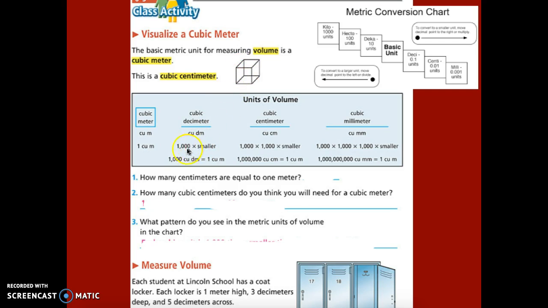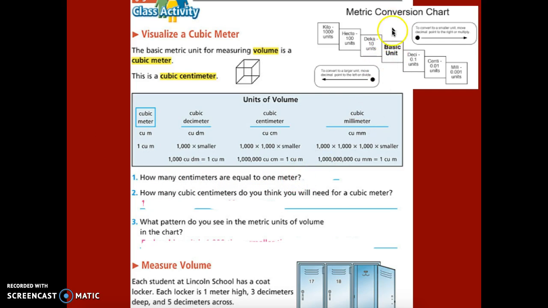You'll see that before, when we changed units, it was units of 10. It would get 10 smaller or 10 bigger, but now it's 1,000 because it's cubic. If you think about it, 10 times 10 gives 100, times 10 more, we get 1,000. So it's 1,000 times smaller each time going down, and if we're going the other direction, it would be 1,000 times bigger, and so forth.